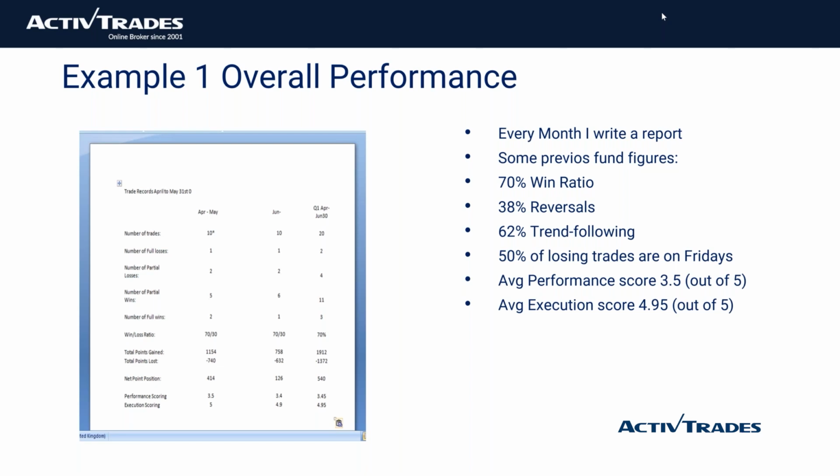So, for that particular period, my performance score was 3.5 out of 5, okay? Which is fine, it's a positive quarter, etc. But what was more important to me was that my average execution score was 4.95 out of 5. It was really getting up there. And that's what I look to focus on, okay?